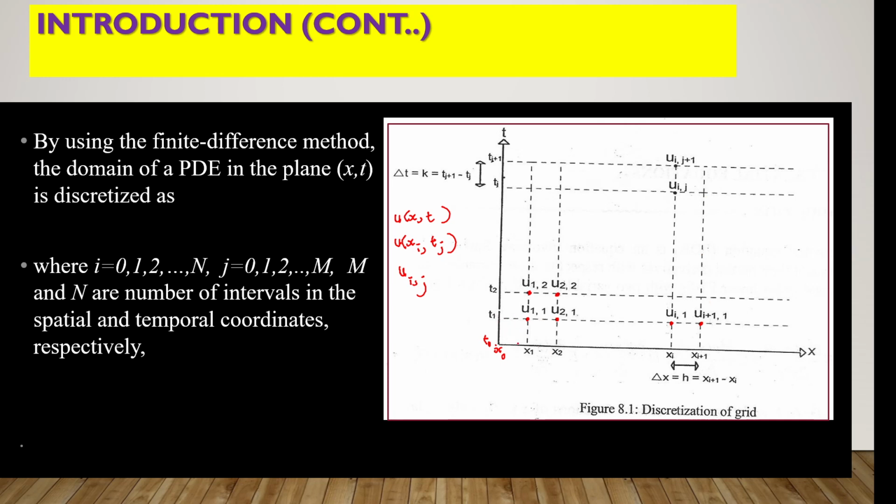This cell represents the solution at x1. I will put the whole solution u11 in this cell. So this is u21, and this one is u22.